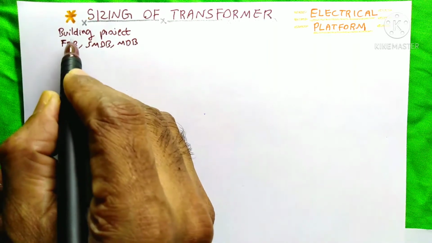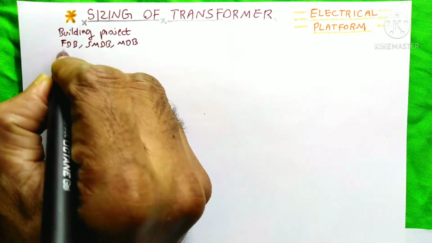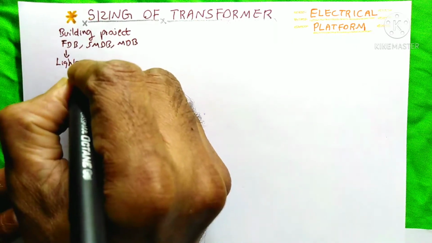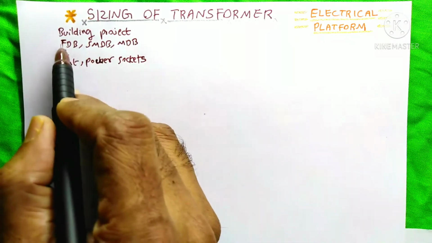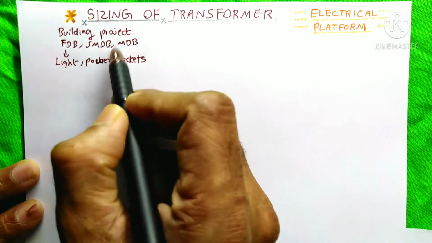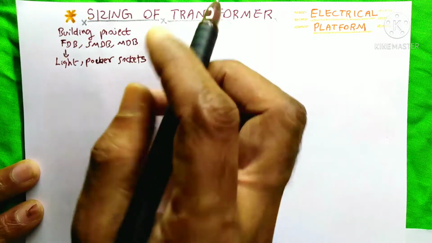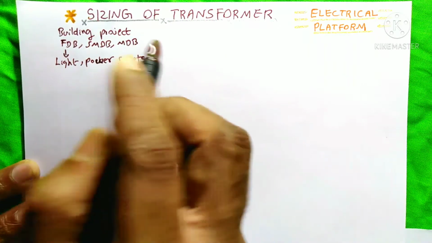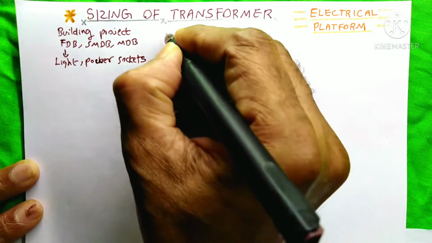A DB is the final DB, in which we are connecting our light circuits and the power sockets. Then you will connect all your FDBs to the SNDB, and then you will connect this SNDB to your MDB. The number of these FDBs, SNDBs and MDBs depends upon the size of your project.